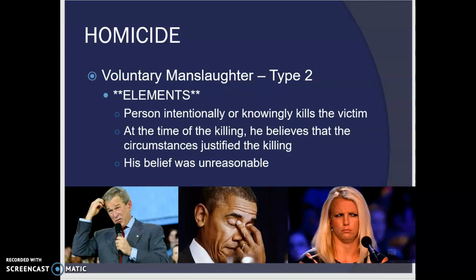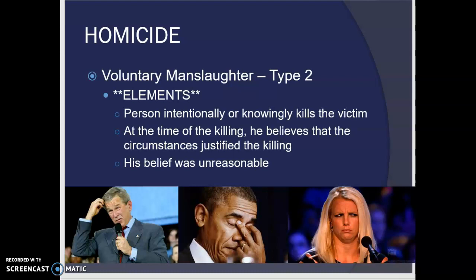Okay, so we're going to put ourselves in the point of view of the defendant, the person who committed the killing. All right. If the person believes that they were justified, it could be mitigated to voluntary manslaughter. However, if your belief is unreasonable, okay? So if you believe you're justified and you are justified, that's actually a defense, okay?